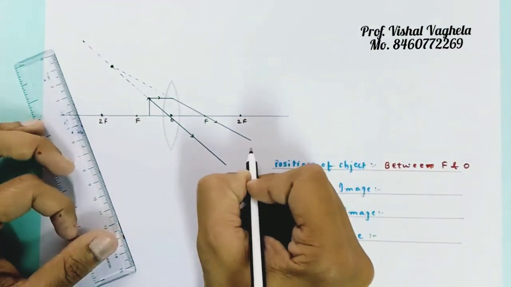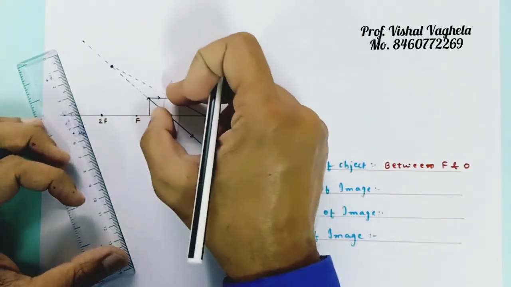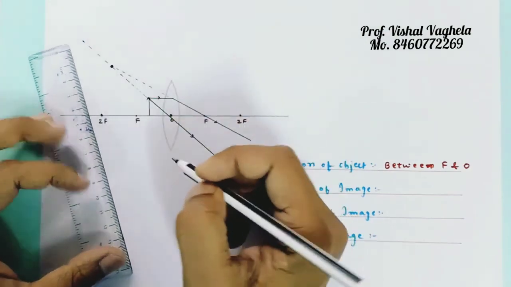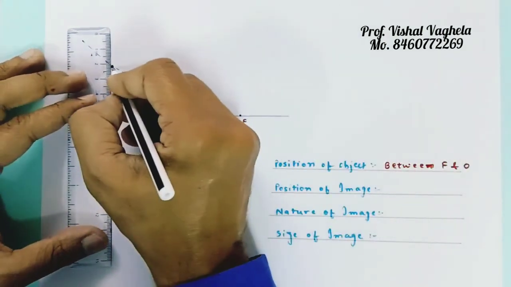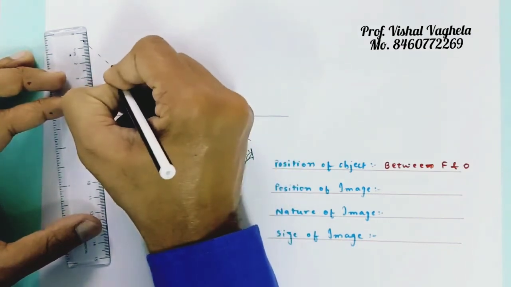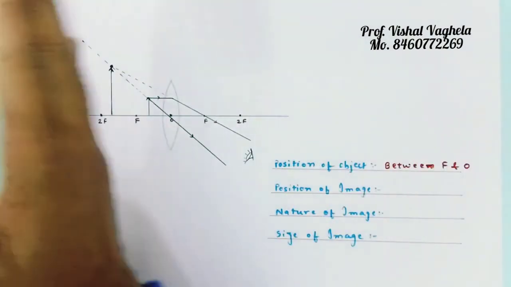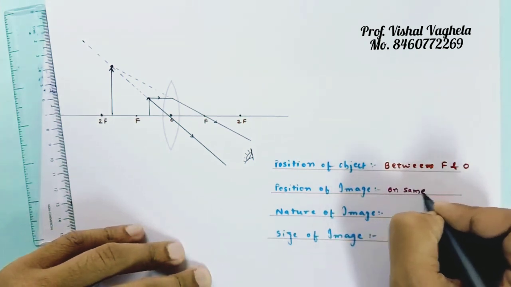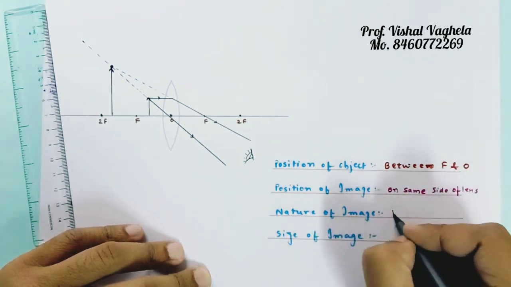And finally, I see that these two rays appear to meet from here. So if there is an eye somewhere over here, this eye will feel that these two rays are coming from the image somewhere over here, from the object somewhere over here. Now, since the refracted rays are not meeting, it's a virtual image. And a virtual image is always erect. And direct image means head of the object up, head of the image also up. Correct? So the image is on the same side of the lens. So position of image on same side. Nature of image, it is virtual and direct.